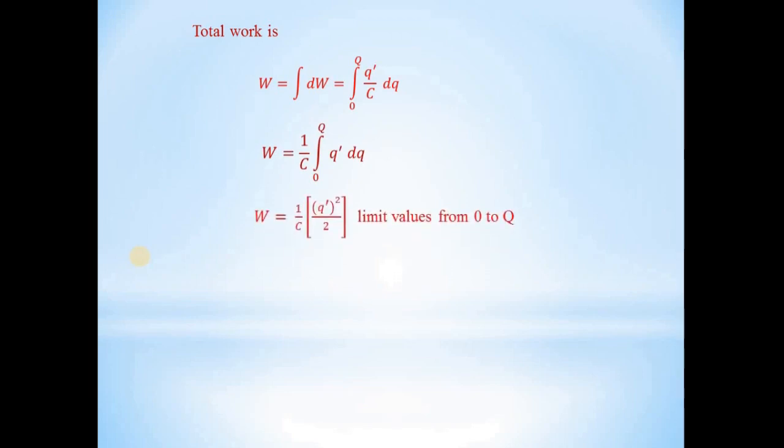The total work during the charging of the capacitor is W = integration of dW, which is equal to integration from 0 to Q' of (Q'/C) dq. Therefore, W = 1/C integration from 0 to Q' of Q' dq, or W = (1/C)(Q'^2/2), which is the integration of Q' dq, means integration of x dx is x squared by 2. Like this, Q'^2/2, with limit varying from 0 to Q.